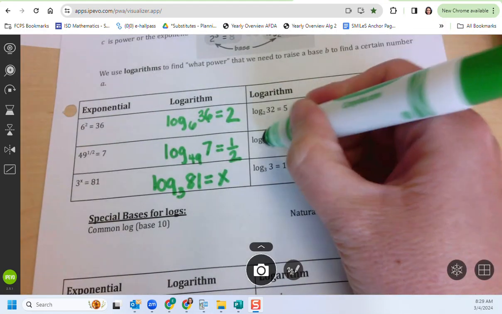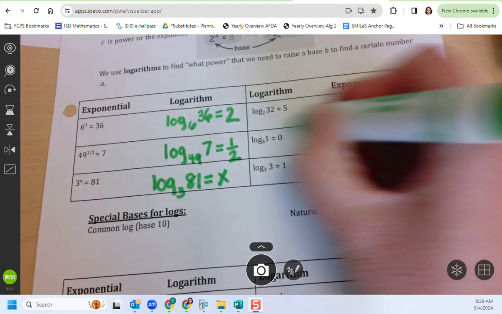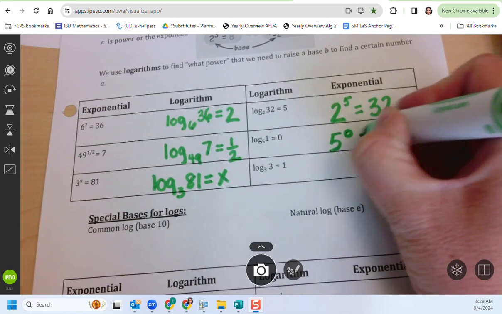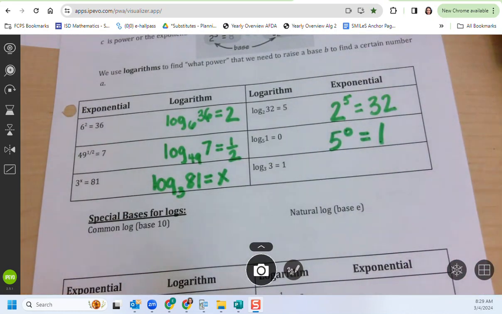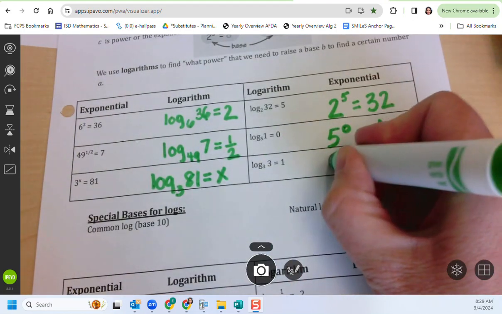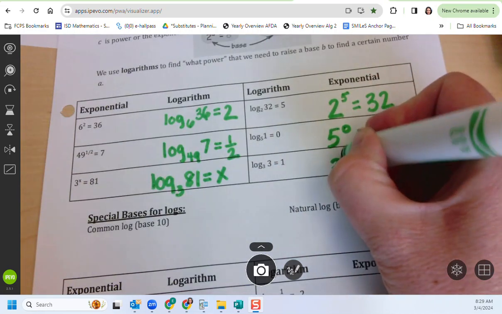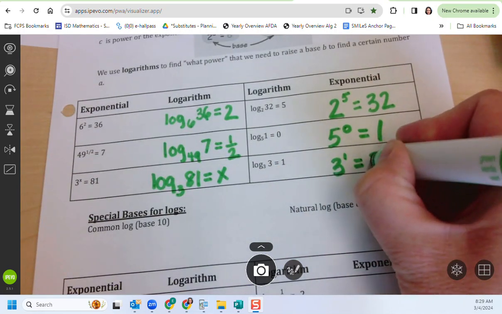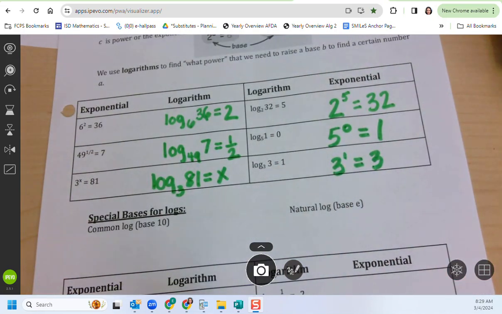Okay, so your base is 5. The answer is your exponent. 5 to the 0 equals 1. It is true. Anything to the 0 is 1, right? All right, last one. Base is 3. Exponent is 1. And that gets you 3. What questions do you have about rewriting?